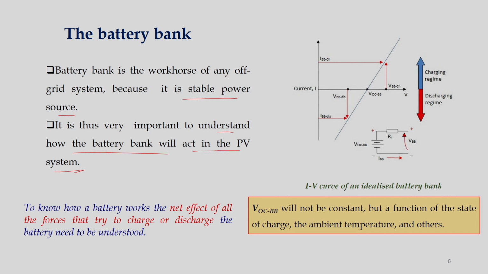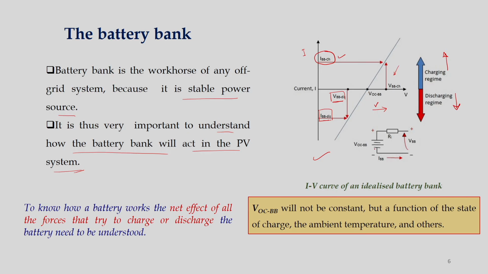So, here what you can see is this plot, which is nothing but the IV curve of an idealized battery bank. The I is on the vertical axis and V is on the horizontal axis, and what is I_BB,CH? That is the battery bank charging current, and V_BB,CH is the battery bank charging voltage. And here is the battery bank discharge voltage and battery bank discharge current. This upper part is charging, and this lower part is the discharging regime.